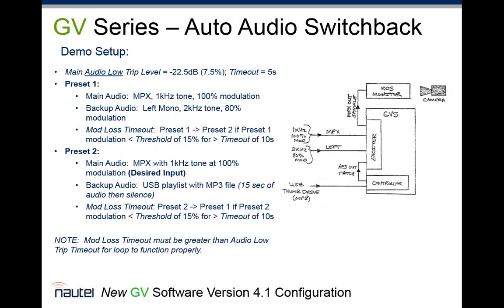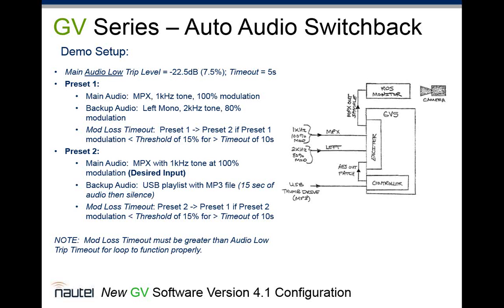In that preset, which we'll go look at, my main audio is the MPX, and my backup audio is the left mono. Within the preset also, I've got the mod loss timeout set to change from preset 1 to preset 2 if preset 1 modulation falls below the threshold of 15% for a timeout period of 10 seconds or more. Preset 2, this is all part of this loop, my desired input is still MPX.